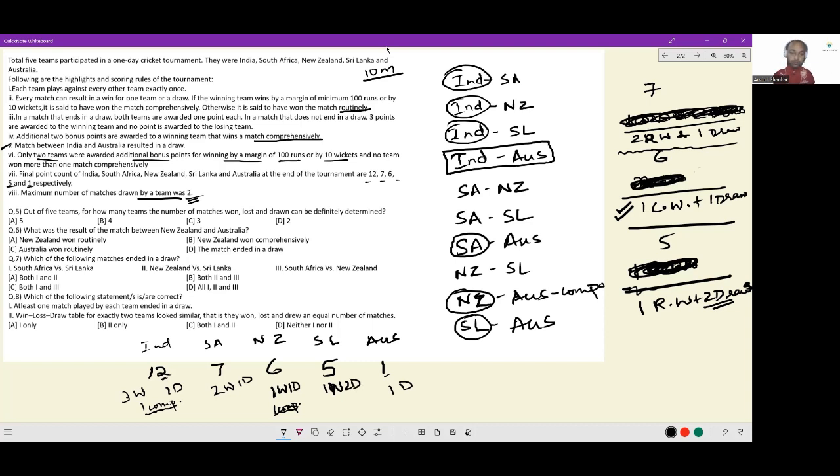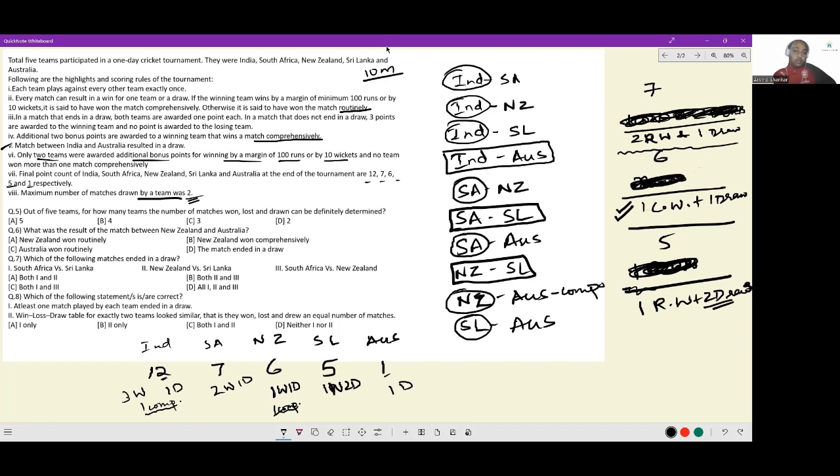If Sri Lanka is supposed to have 2 draws, this match will be a draw. And this match will be a draw. New Zealand's draw is also taken care of. South Africa's draw is also taken care of. And in the match between South Africa and New Zealand, New Zealand had 1 win against Australia and 1 draw against Sri Lanka already taken care of. So in this match, South Africa wins.